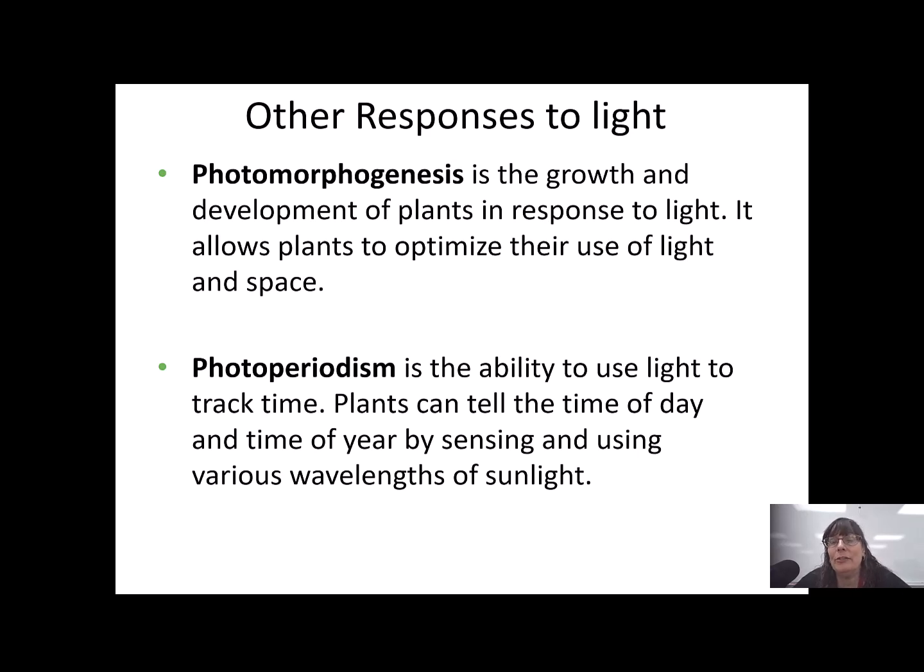Photoperiodism is the ability to track time using light. So plants can kind of tell the time of day and the time of year by sensing and using the different wavelengths of sunlight. So for winter, kind of touching on those seasonal changes, the days are shorter, plants can kind of tell that and will adjust accordingly.